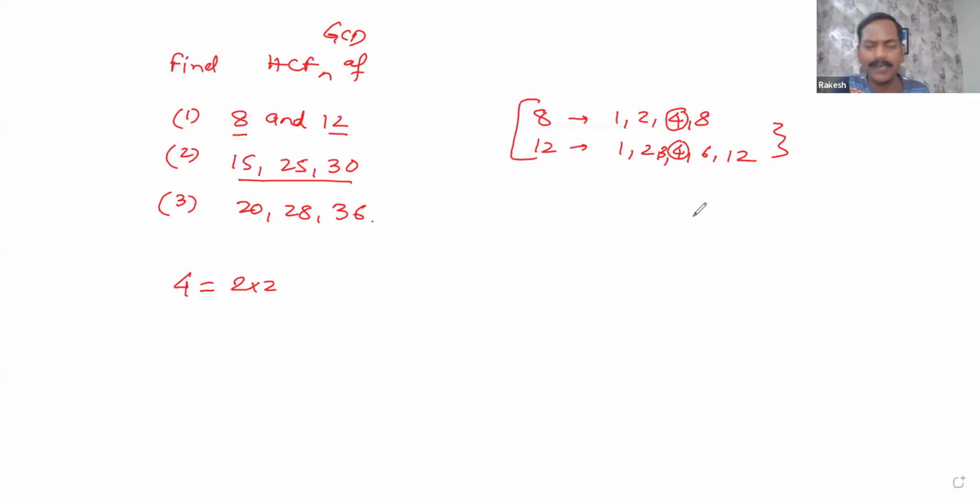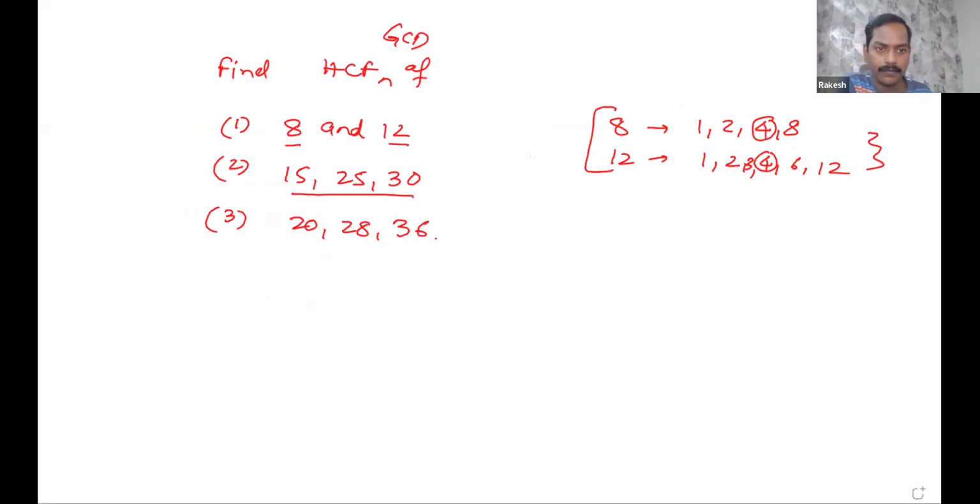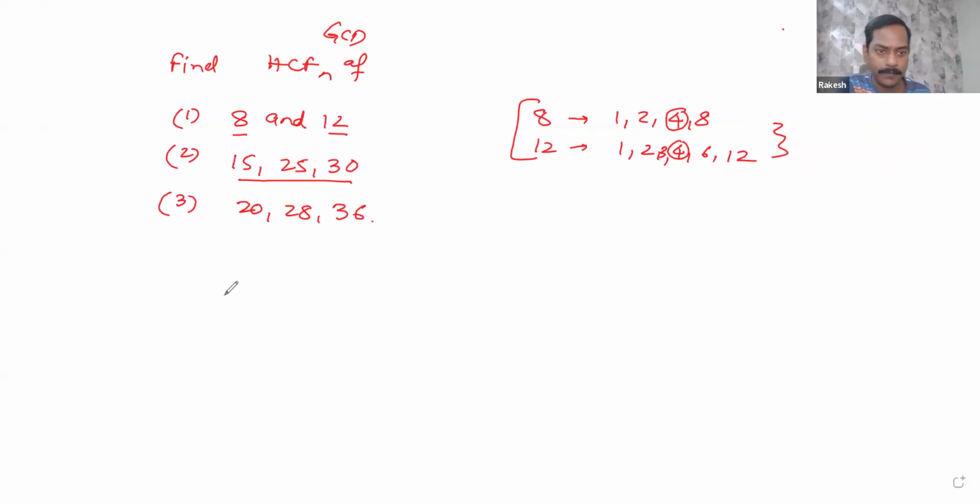But this is not the right way, right? I mean to say, this is not the quick way of doing so. The quick way is finding the prime factorization. So let us see how we find the HCF, HCF only, if we are using the prime factorization way.